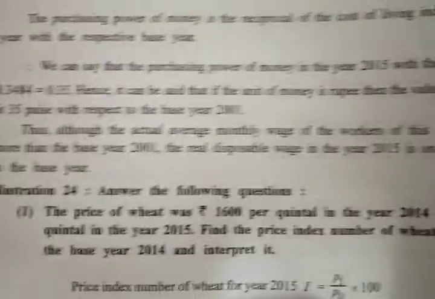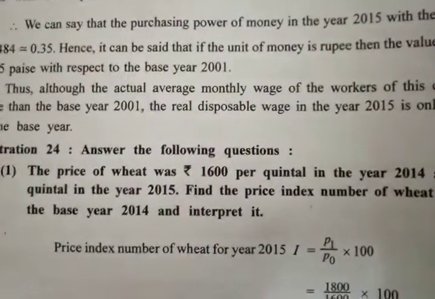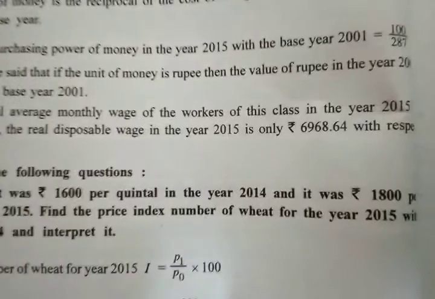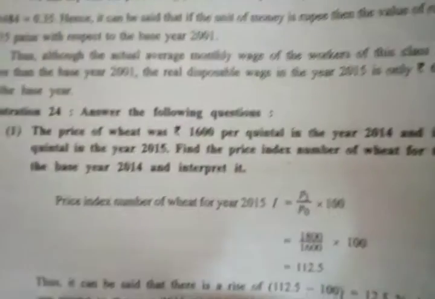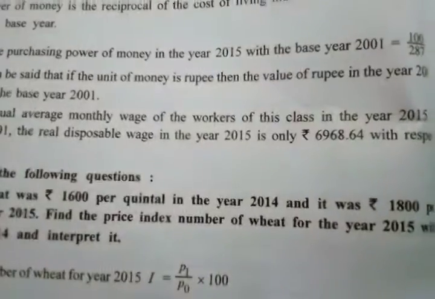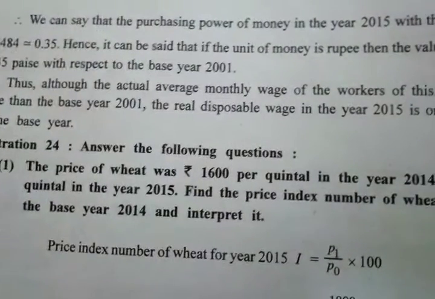Now let us go through some short questions. Answer the following questions. The price of wheat was 1,600 rupees per quintal in the year 2014, and it was 1800 rupees per quintal in the year 2015. Find the price index number of wheat for the year 2015 with the base year 2014 and interpret it.